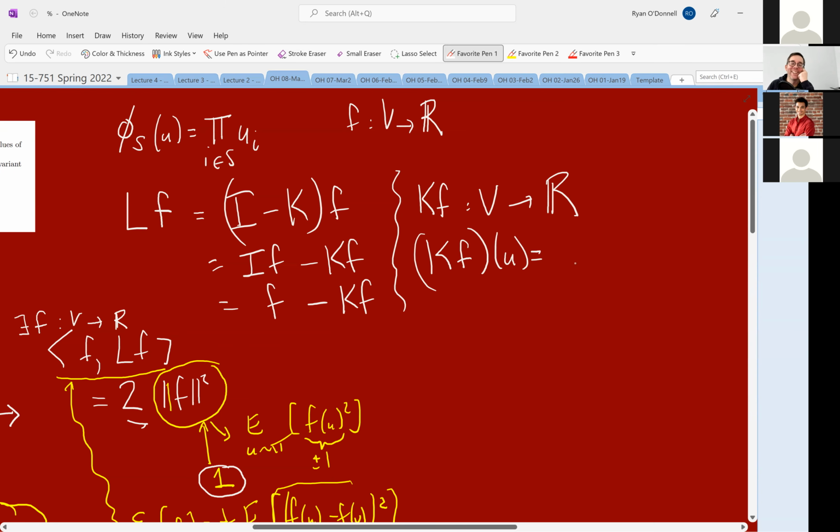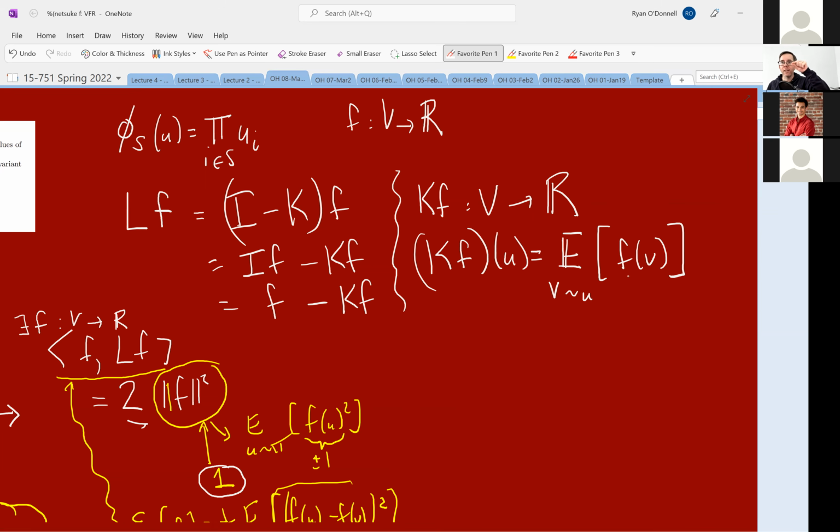Was it just the expected value of a neighbor? Yes. Well, it's the expected value of F of V when V is a neighbor of U. So if you have F, it's a labeling of the vertices by numbers, and KF is also a labeling of the vertices by numbers, and the label for a specific vertex is the average label around its neighbors.